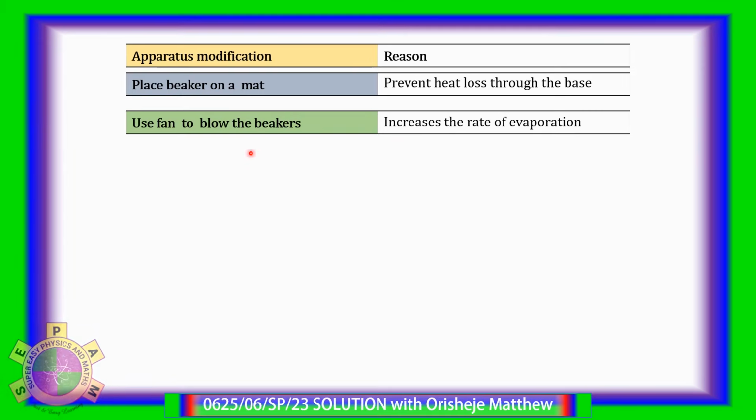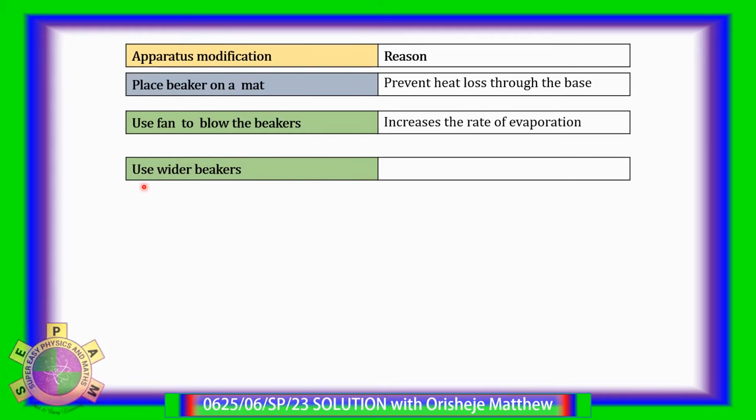Now, you can use a wider beaker, one that is bigger than the one already used. Once the surface of the liquid that is exposed to the environment is wider, surface area is one major factor that increases the rate of evaporation. So you can carry out any of these modifications. Whichever one you write, you state the reason. If you place the beaker on the mat, you give this reason. If you are using a fan, you give this reason, but you are expected to write just one of them.